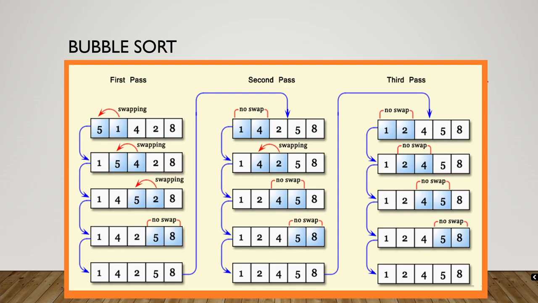Bubble sort. Okay, bubble sort. It is very like we have the elements like bubbles, so that is why it gets the name bubble sort. So bubble sort is a simple sorting algorithm.